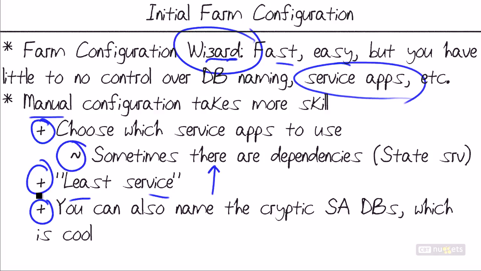Another great advantage of manual farm configuration is that you can take control over service application database names. As you know, in SQL Server Management Studio, you'll see that SharePoint uses these GUIDs, which itself, I'm sure it has no problem parsing those and figuring out which database goes with which web application, service application, etc. But we human administrators aren't accustomed to seeing these long honking GUIDs. It's much better, I think, to have control over the name and to name them in a way that makes immediate sense to us and to our colleagues.